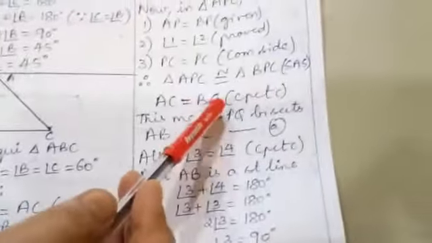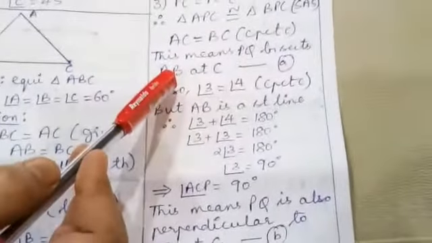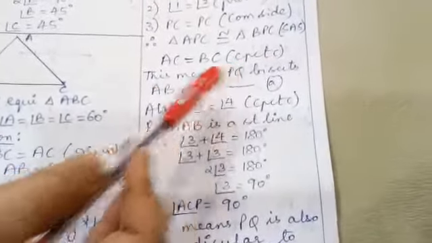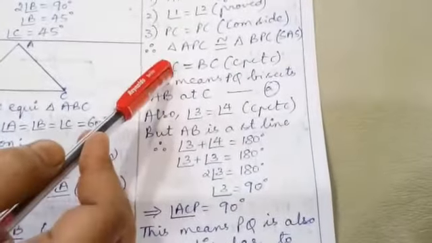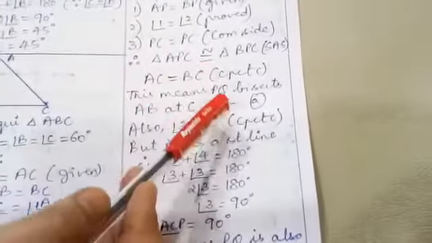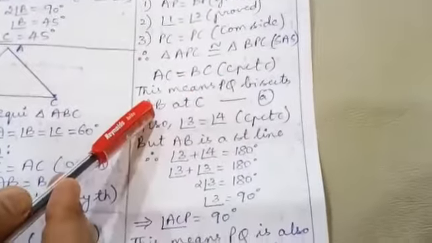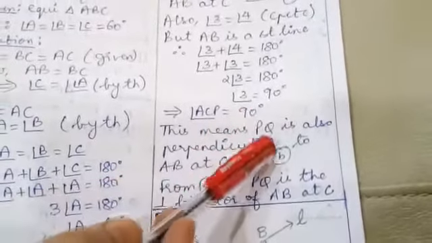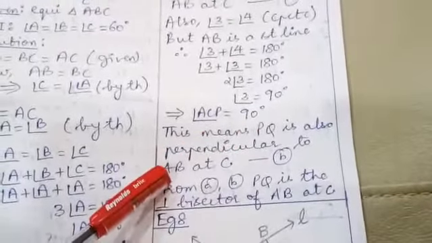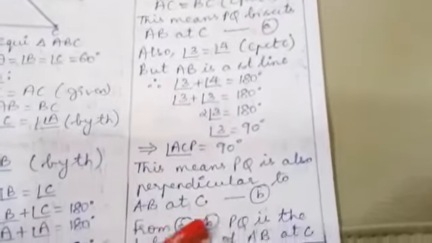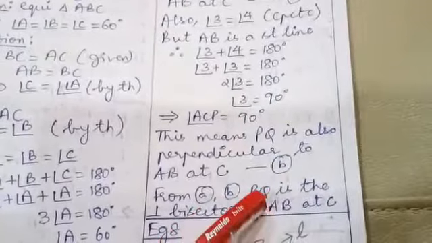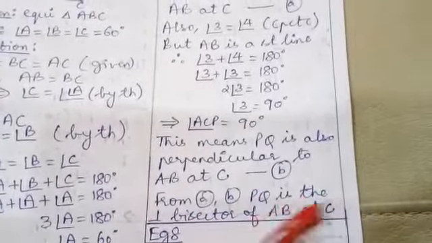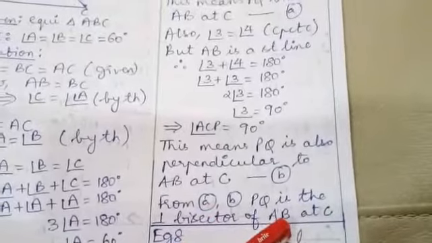So we proved that by showing AC equals BC, we proved that PQ bisects AB. And now, since angle ACP is 90 degrees, it means PQ is perpendicular to AB. So if you call these results A and B, from the results A and B, it's clear that PQ, the line segment PQ, is the perpendicular bisector of the line segment AB.